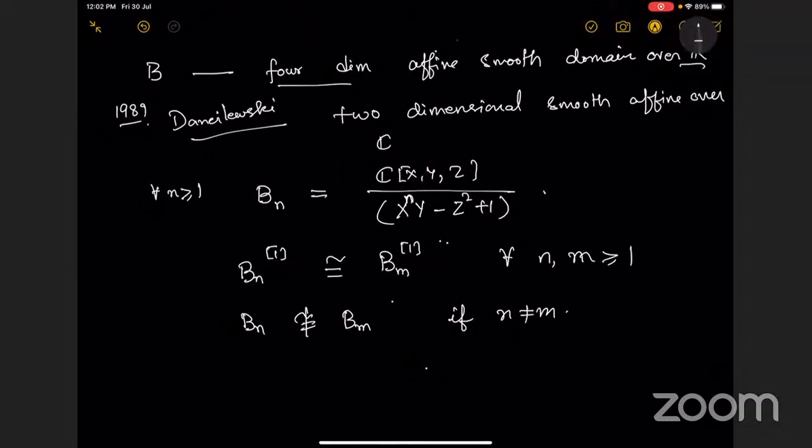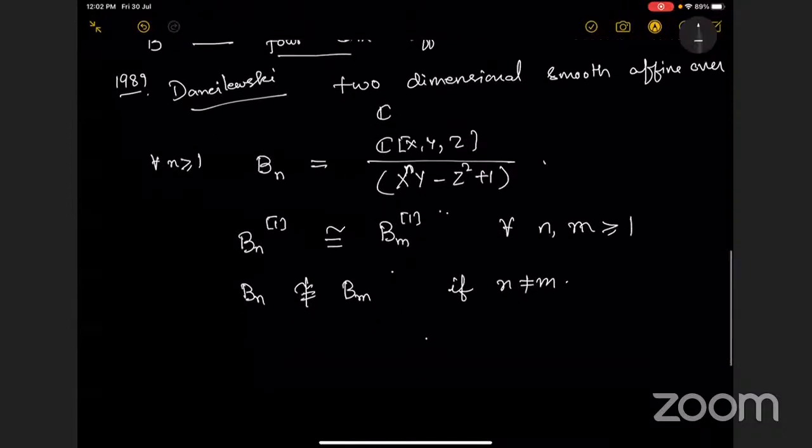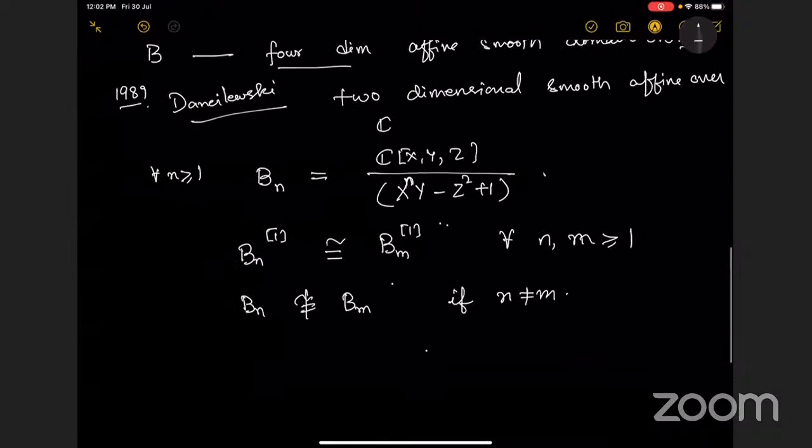Sorry, I made a mistake. So x to the power n y. So these are stably isomorphic, but they are not isomorphic as rings. And we have a family of examples. So this was, I would say, a very good achievement.